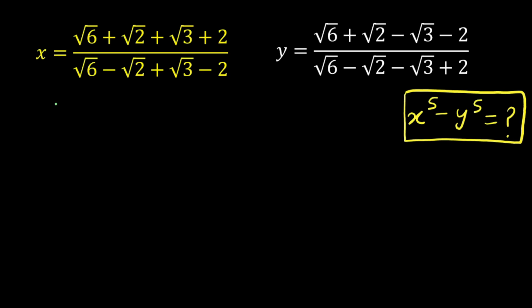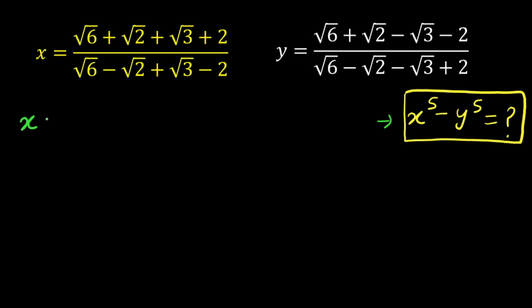Hello students, in this video we are going to solve x = (√6 + √2 + √3 + 2) / (√6 − √2 + √3 − 2) and y = (√6 + √2 − √3 − 2) / (√6 − √2 − √3 + 2), and here we will find out the value of x^5 − y^5.